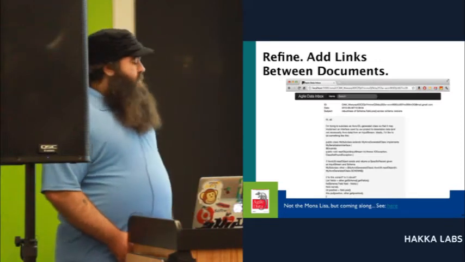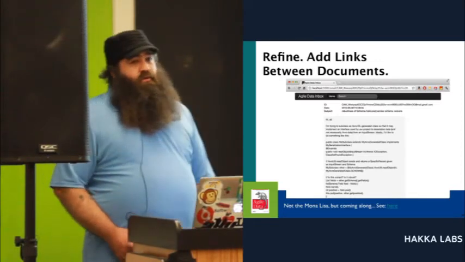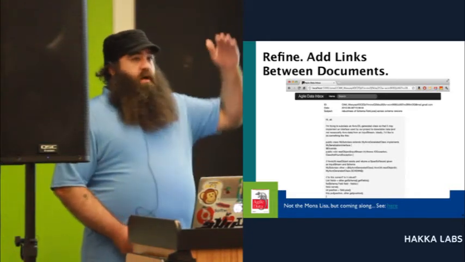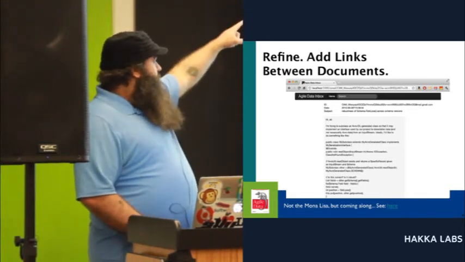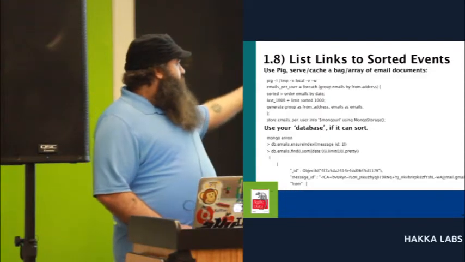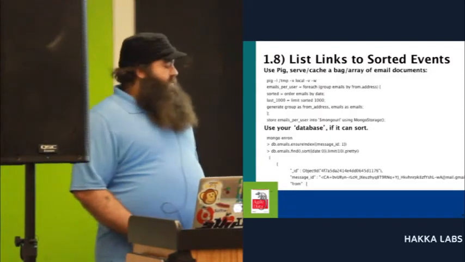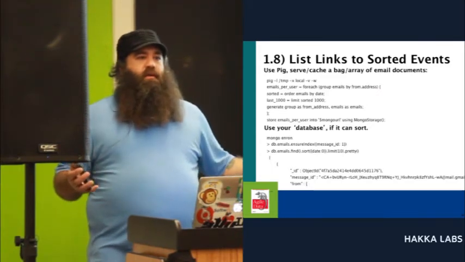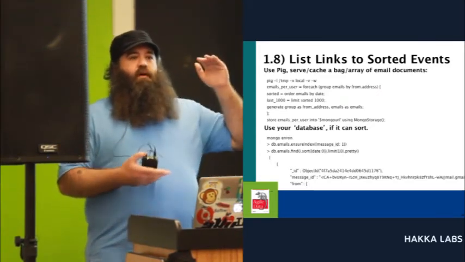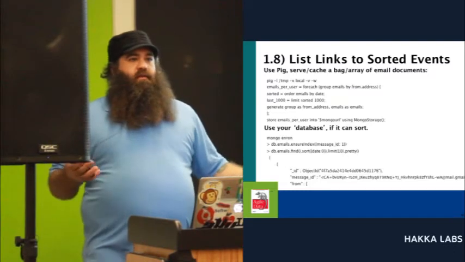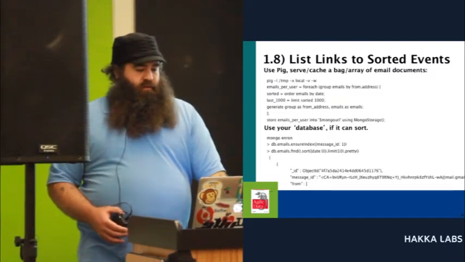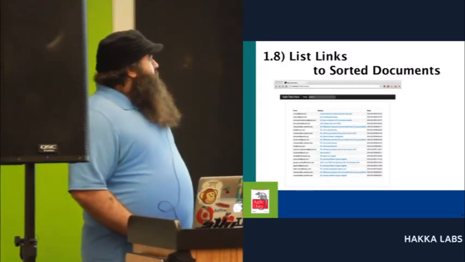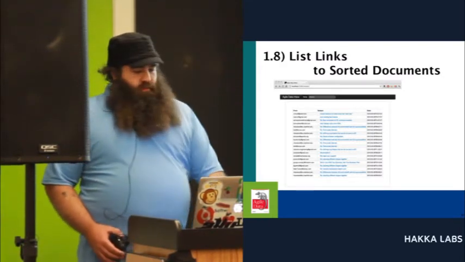Then you can prepare a list of links to sorted events. So you can make an inbox list. This is how you do that in Pig. You can do this in MongoDB if you add an index and sort, but you might not have that ability if you were using HBase or something. So you might have to prepare pages of sorted documents depending on your scalability requirements. That looks like this when you present an interface, which looks a lot like your inbox.